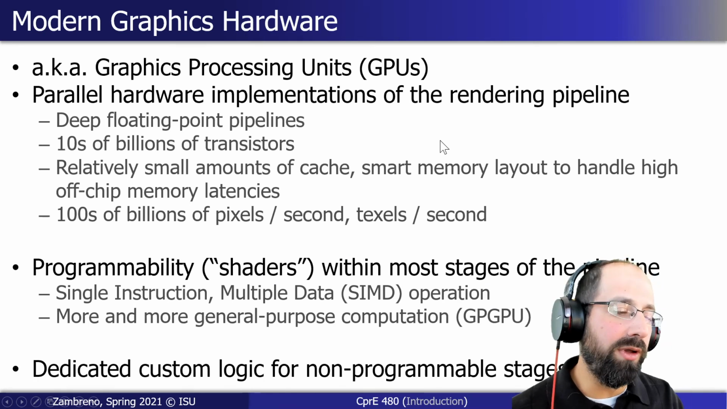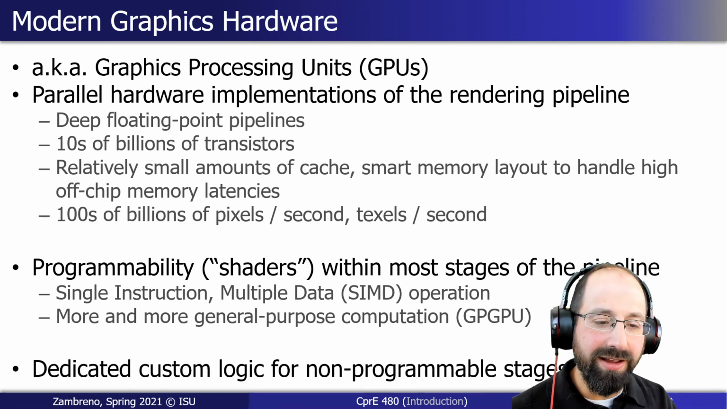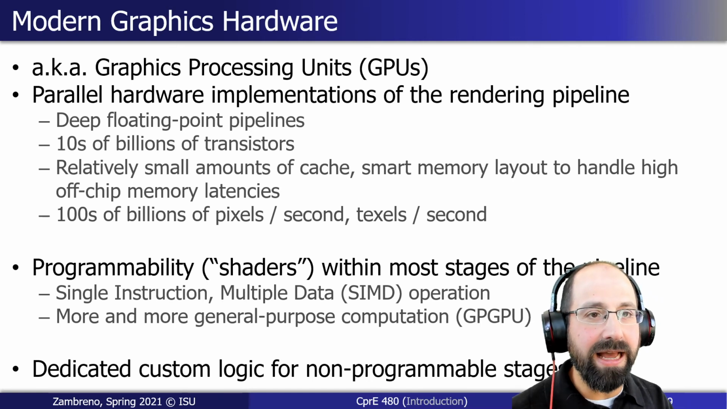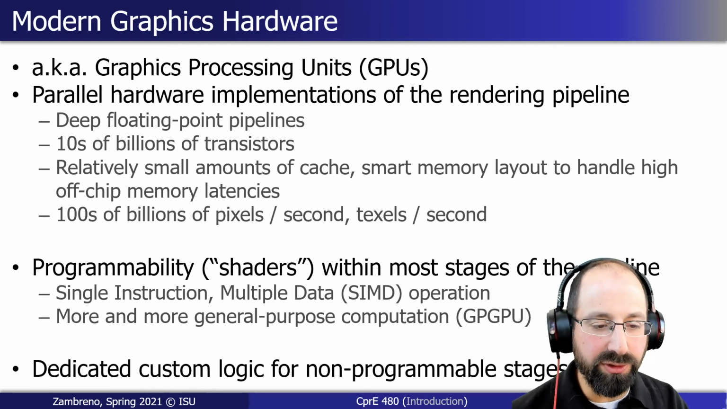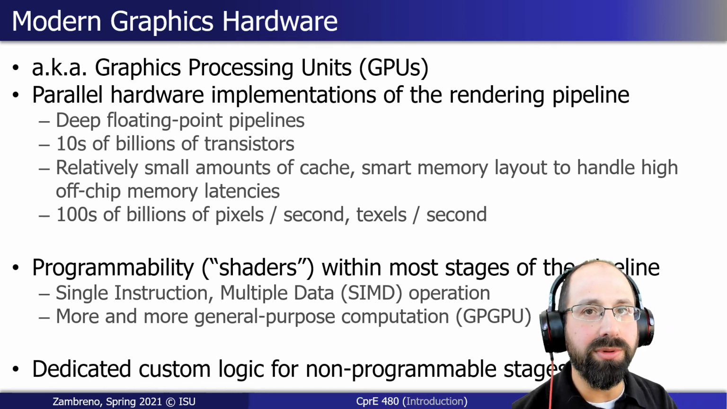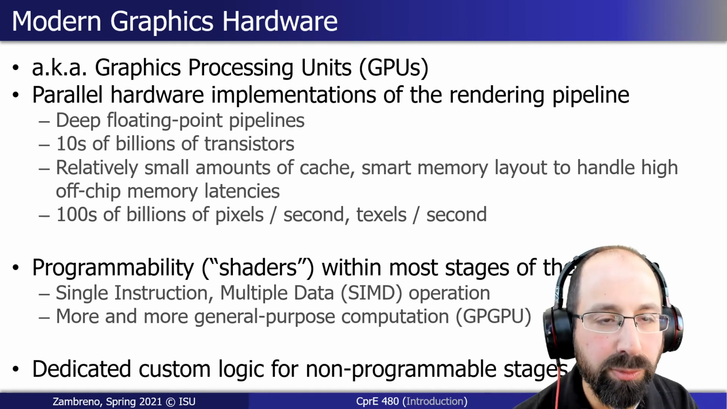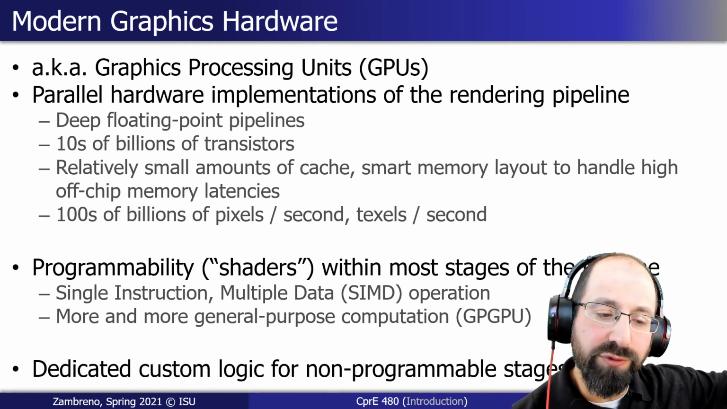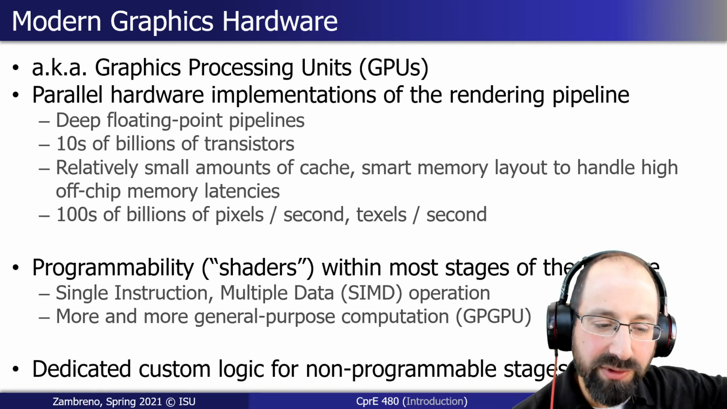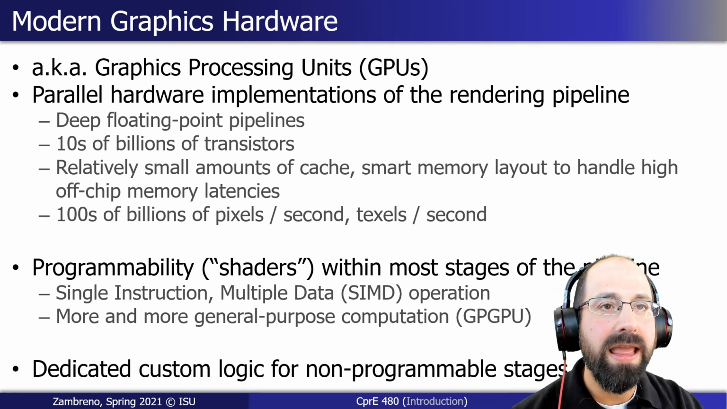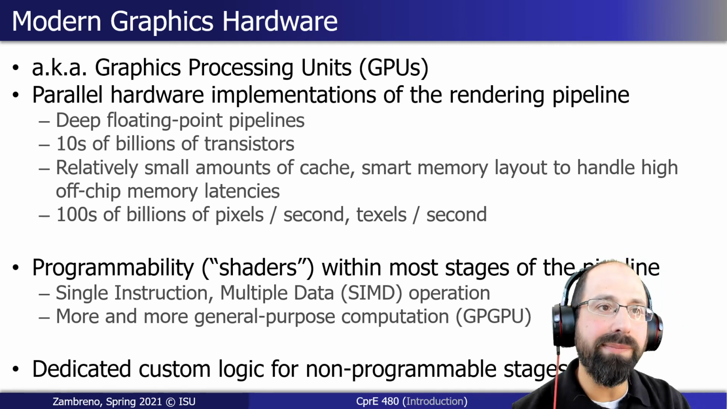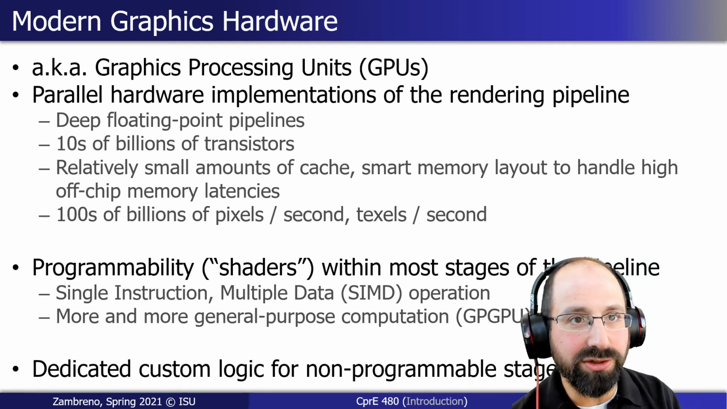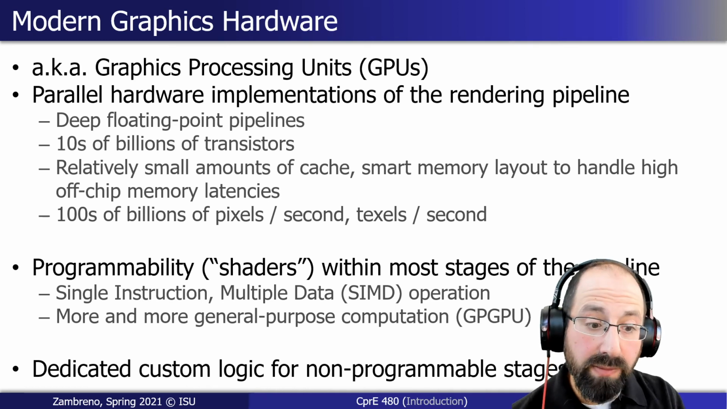We're jumping around a little bit, and I don't want to. My goal is not to overwhelm you today. When I refer to modern graphics hardware, we're generally referring to what's now called graphics processing units, or GPUs. Those are parallel hardware implementations of some version of that rendering pipeline with a lot of new fun tweaks added in. Very deep, very floating point heavy pipelines with very large transistor counts, relatively small amounts of cache.